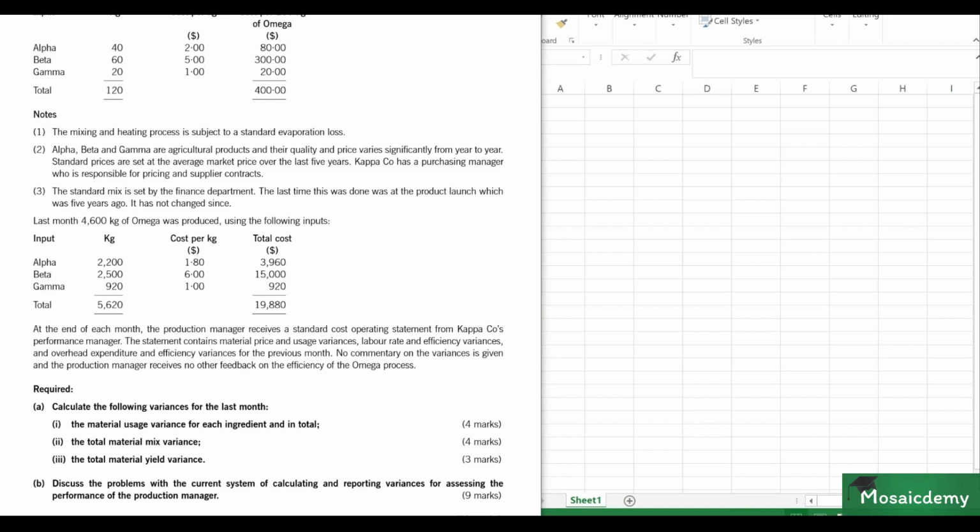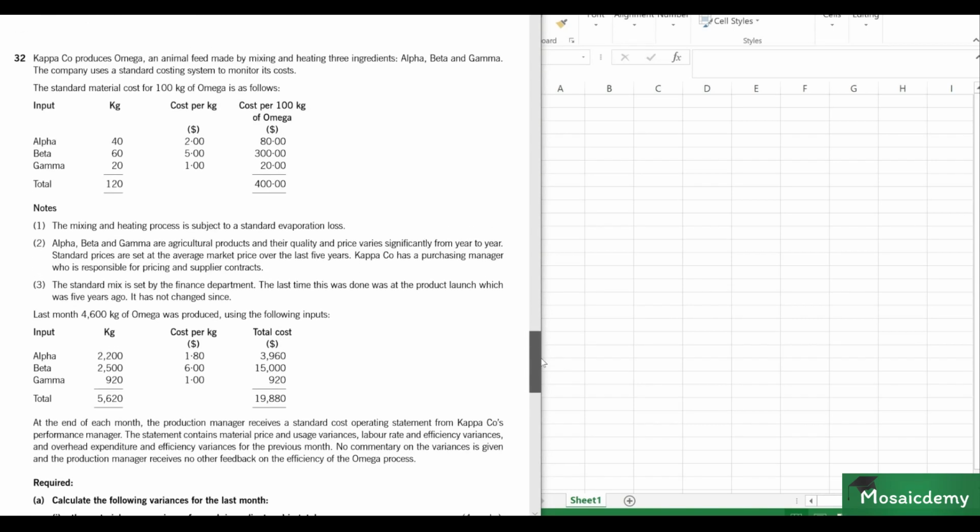Okay, now the calculation here, it's not for the price, mix and yield variances, it's for the usage variance, which then splits up into the mix and yield variances. So we'll do the usage variance calculation using the formulas we covered in our videos, and then we'll do the mix and yield variance calculation collectively using the table that we covered in our videos. Okay, so let's go through the question.